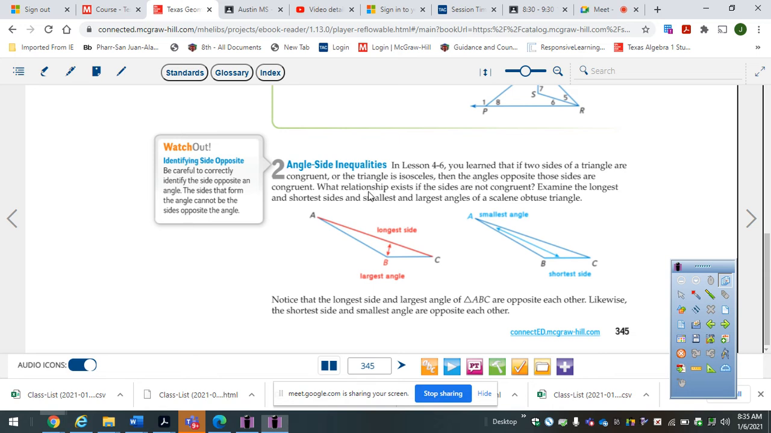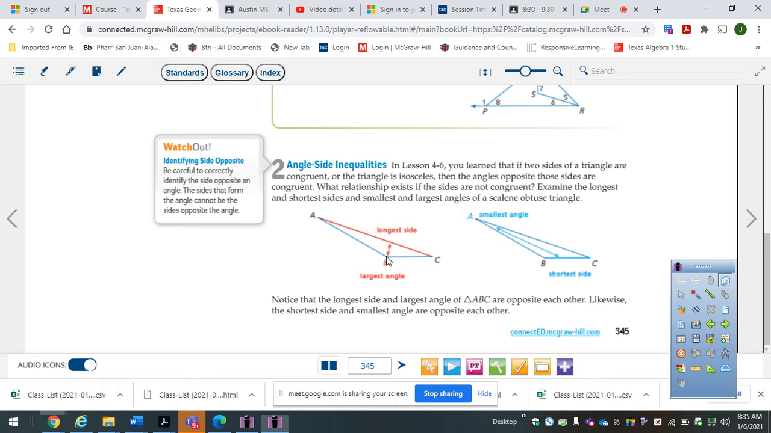In this situation, what happens when a relationship exists if they're not congruent? Remember, when the sides were equal in a congruent triangle, the angles were congruent. What happens if all the sides are not? What happens to the angles? So we're going to examine the longest and shortest sides and smallest and largest angles of a scalene obtuse triangle. So this is a cool part right here.